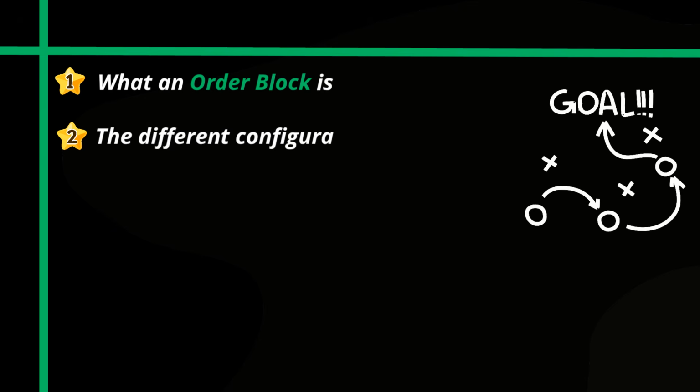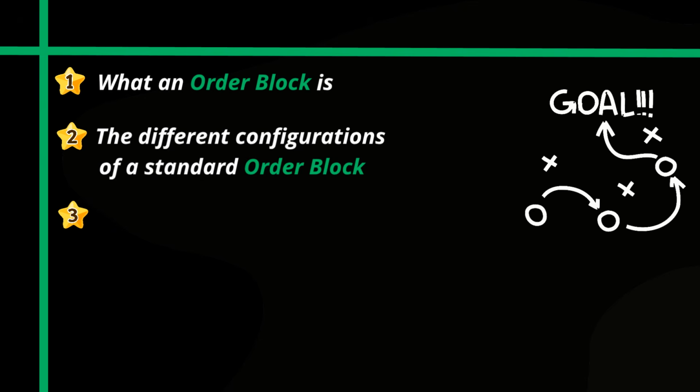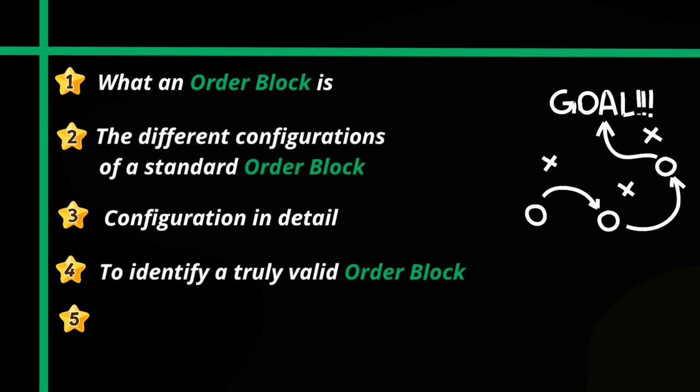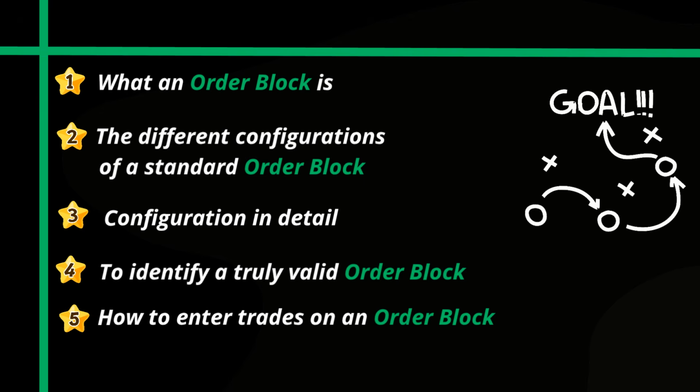In this video, 1. We'll start by clearly defining what an order block is. 2. Then, we'll talk about the different configurations of a standard order block. 3. After that, we'll break down each configuration in detail so you fully understand how they form. 4. Next, we'll go over the key criteria you must respect to identify a truly valid order block. 5. And finally, we'll see how to enter trades on an order block with precision and proper execution.